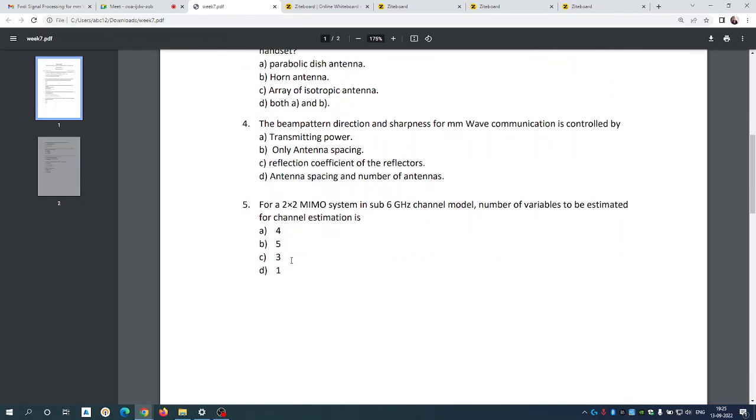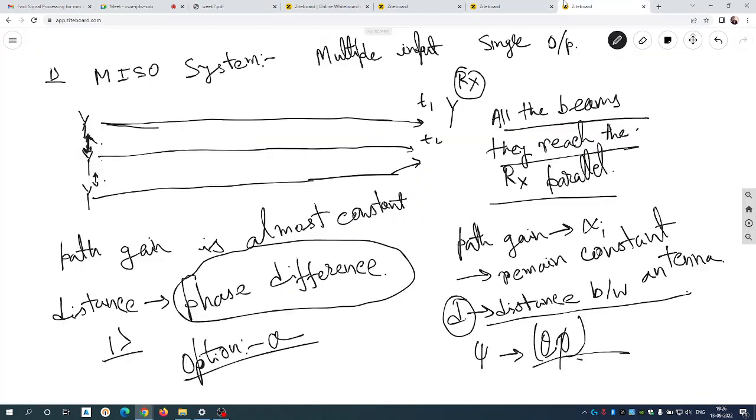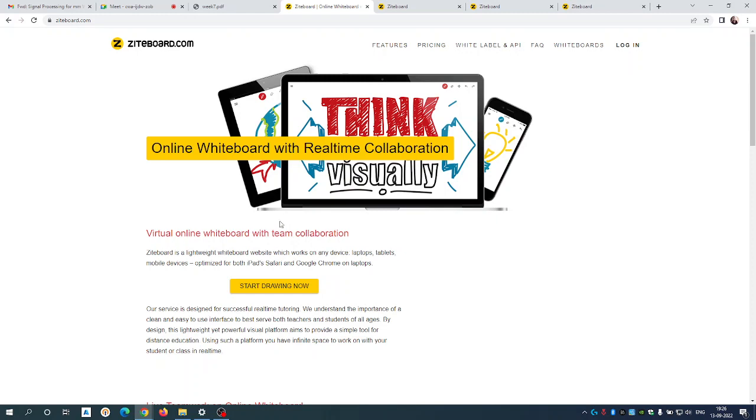So the fifth question is the same question we repeated a few minutes ago. There is a 2 cross 2 MIMO system in a sub 6 GHz channel model, and the number of variables to be estimated for the channel estimation. So where is the difference for the sub 6 GHz? In millimeter wave communication, we do particular beam forming, so the beams do not interfere between them. We can think like that. But here, for a sub 6 gigahertz model, there could be cross terms. Let me draw this thing. It will get clear.